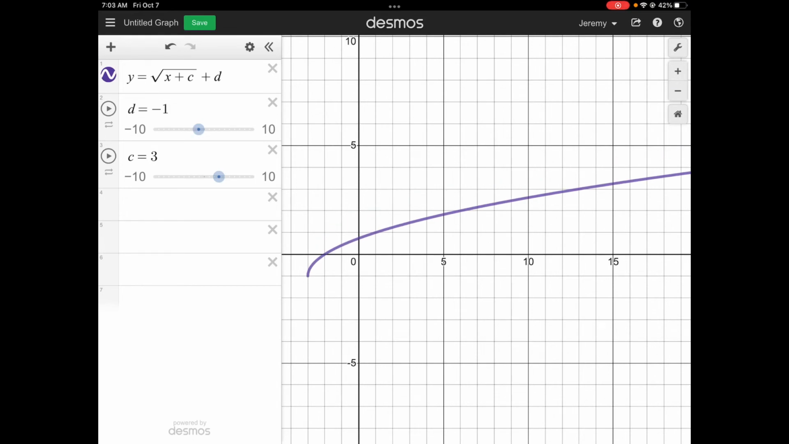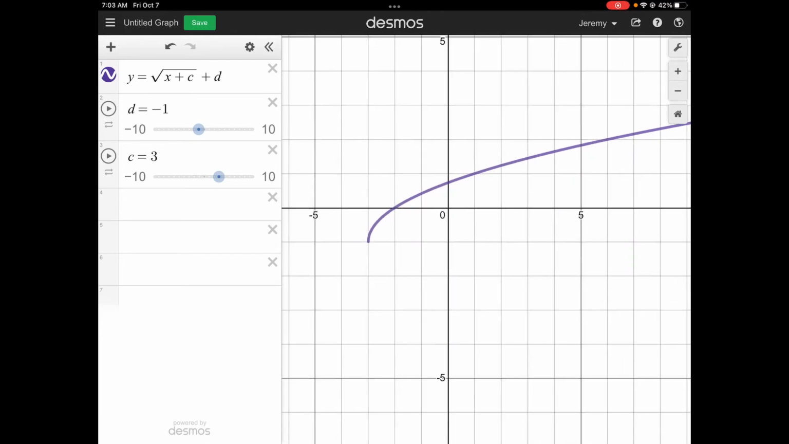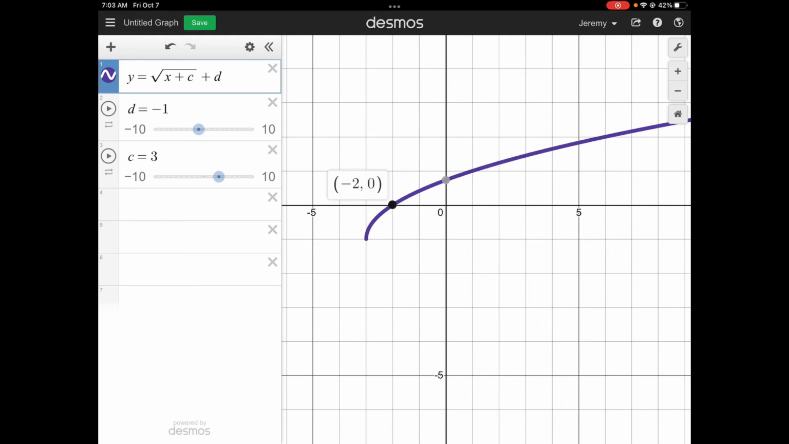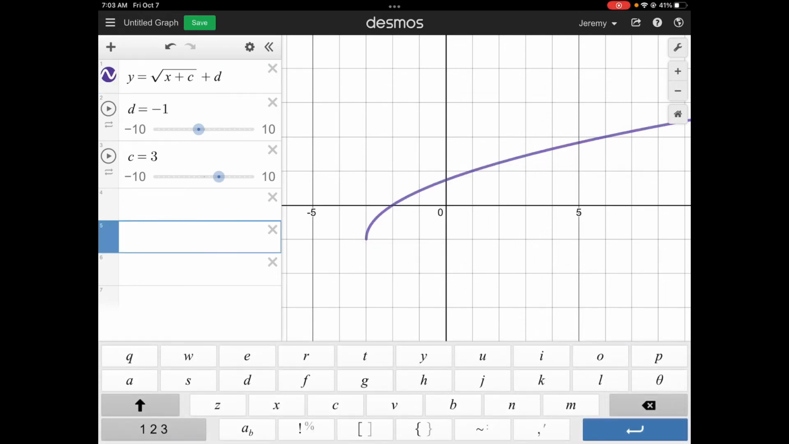Okay, so what happened is this. Notice it's the same shape, but this point right here has changed. Let's see, we should be able to, there it is. That starting point is negative 3, 1. So what you're looking at is this.